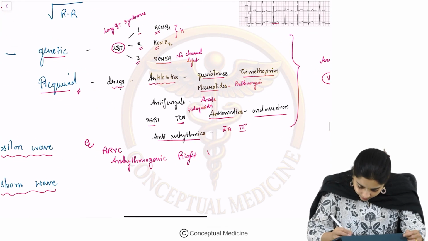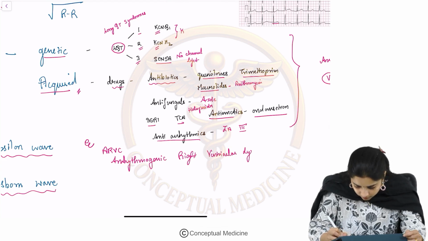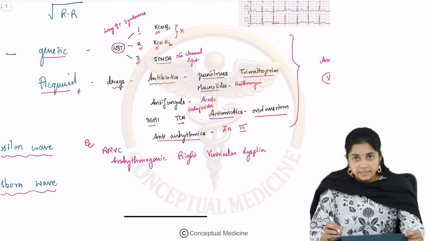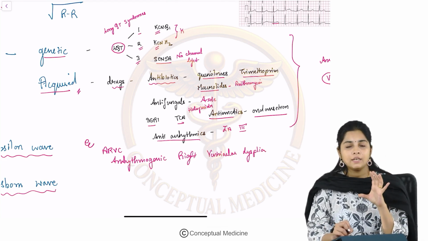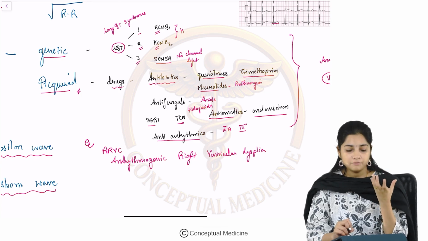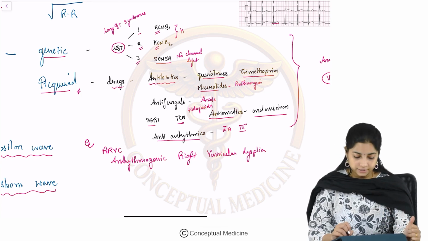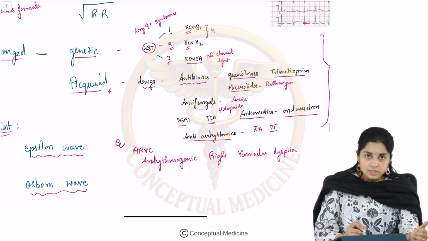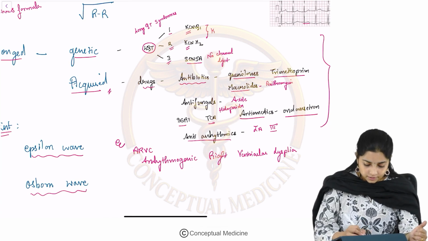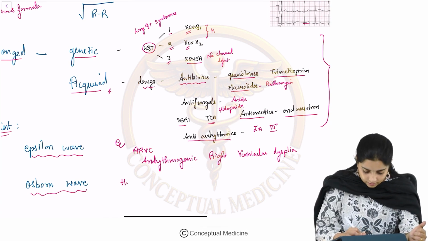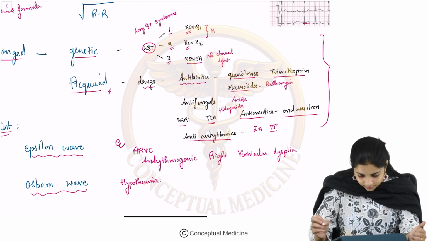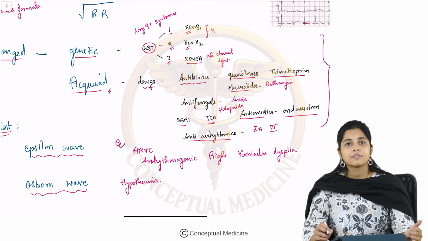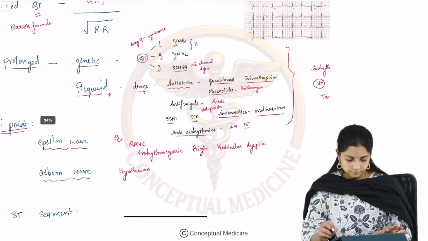Okay. So, that is your epsilon wave. In ARVC, the right ventricle is not well developed and you find a lot of variations in the right ventricle, and it predisposes to arrhythmias. The Osborn wave is a J point elevation which is seen in hypothermia.